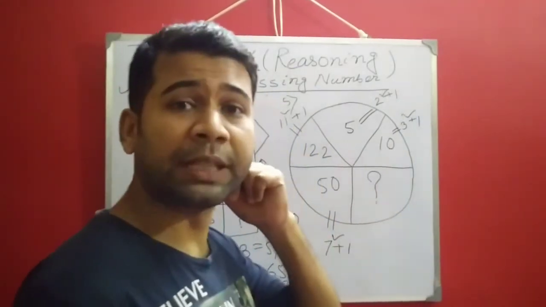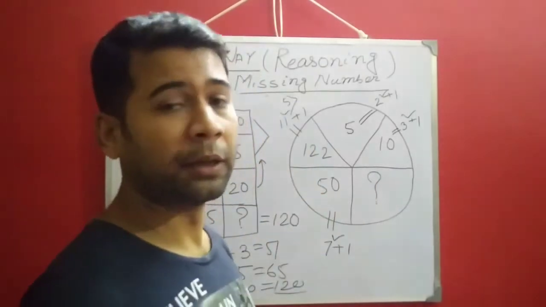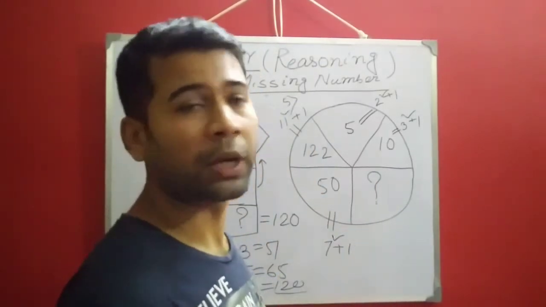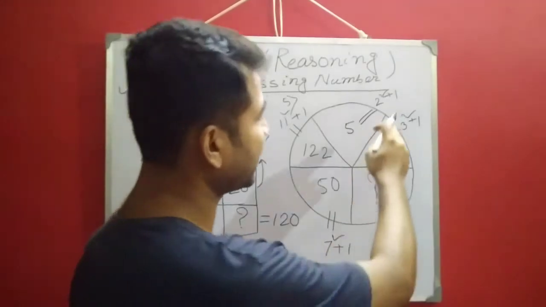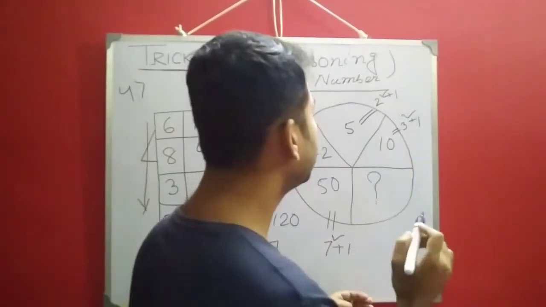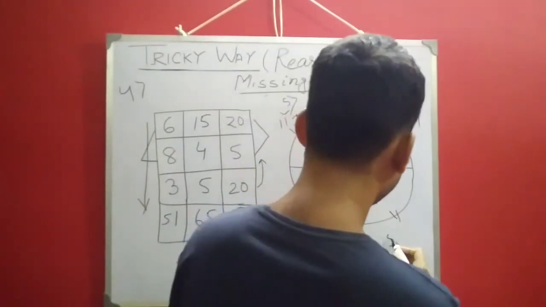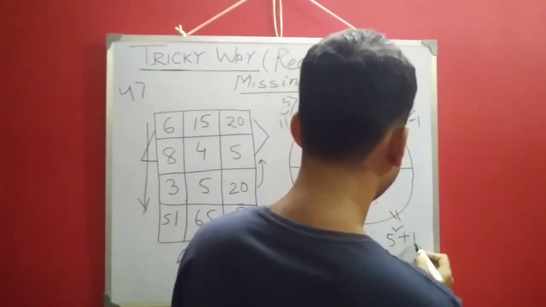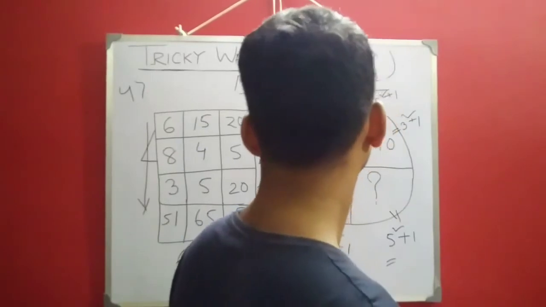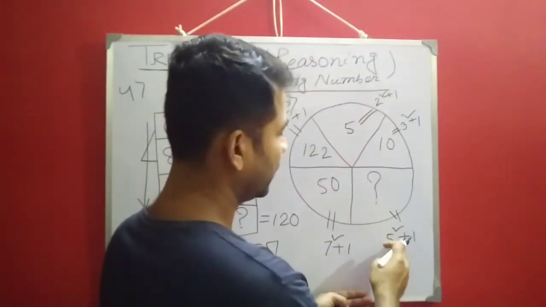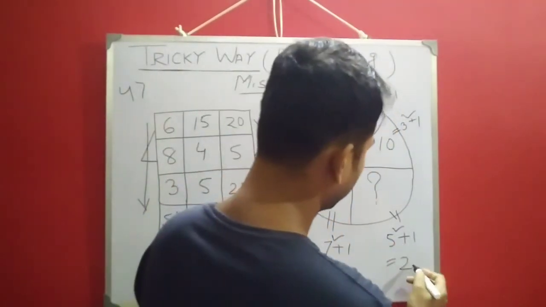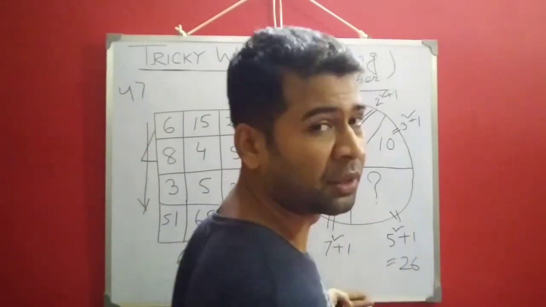For these types of questions, you have to look at the options. Is the option given there? And I know what the answer will be. The answer will be 5 square plus 1. So 26 will be the value for this question mark.